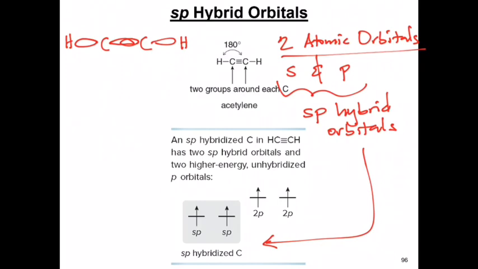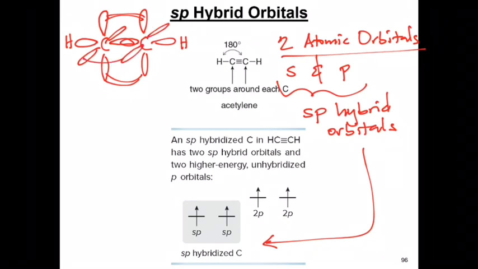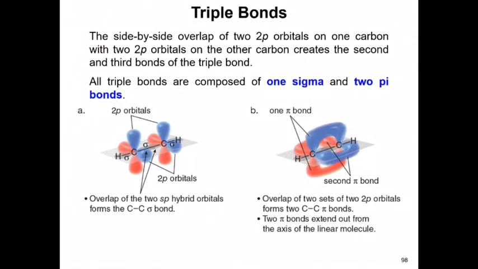So basically you have a pi bond that will form here, and then another pi bond that will form here. So that's what a triple bond is basically. A triple bond contains one sigma bond and two pi bonds. And here's what a triple bond looks like. Again, a triple bond contains one sigma bond and two pi bonds.